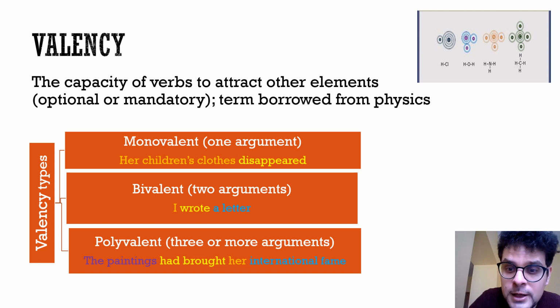We can say that disappear and many other verbs are monovalent, they only take one argument. The argument is the element that they attract. In this case, the subject is the argument, okay? Another specific kind of monovalent verbs would be verbs referring to weather, such as it rains, or it snows, where we still need a dummy subject, such as it, but we don't need any other argument for the sentence to make sense grammatically and also semantically.